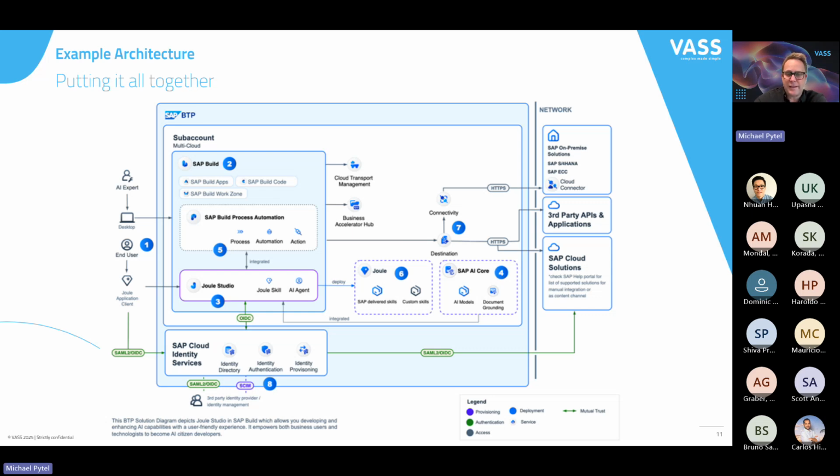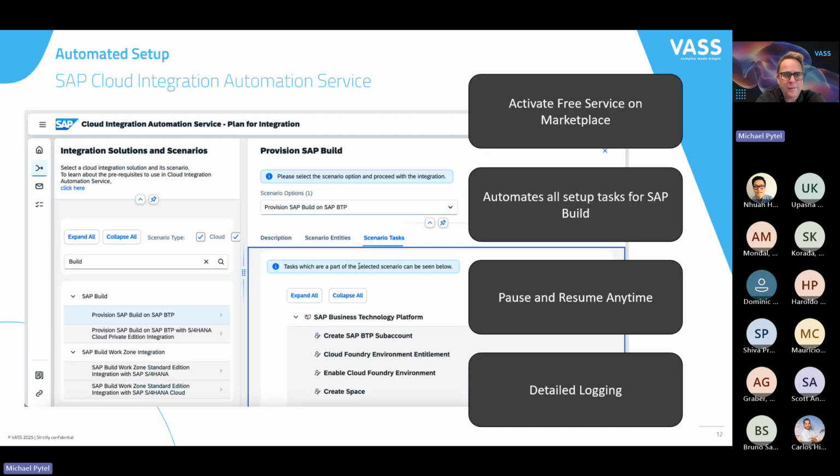Now, in order to get this set up, we recommend that everybody utilize a tool SAP has provided called the Cloud Integration Automation Service. This is a free application that is available to you on the SAP BTP Service Marketplace. You activate it, and it automates the setup tasks for SAP Build. I can pause, stop, and start whenever I want, and it provides me detailed logging.